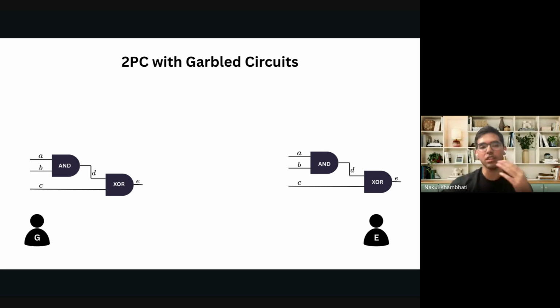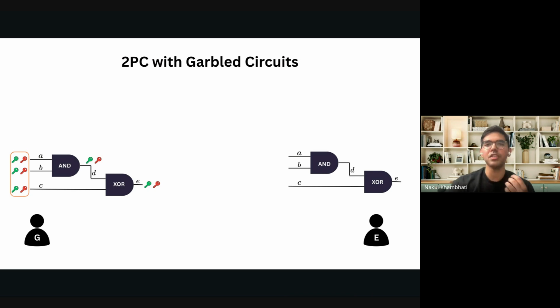We have two parties, the garbler on the left and the evaluator on the right. They start by agreeing on a Boolean circuit representation of the function. For example, just consider a circuit that consists of AND and XOR gates. This forms a complete basis for computing any function. These gates are Turing complete. Now, a GC protocol proceeds as follows.